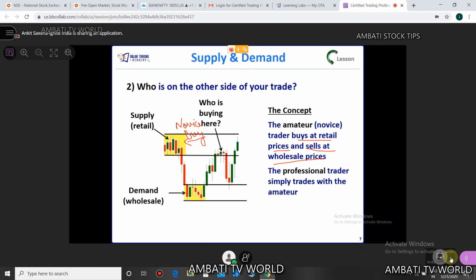And when the prices start coming down, he gets panicked, and he sells at this level. So the novice trader buys at retail prices, meaning they buy at expensive prices and they sell at wholesale prices.